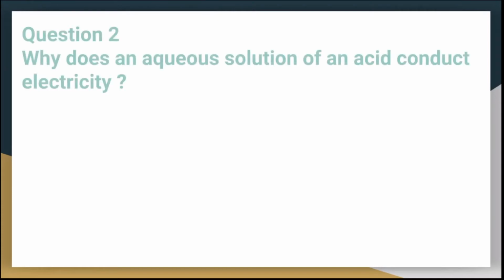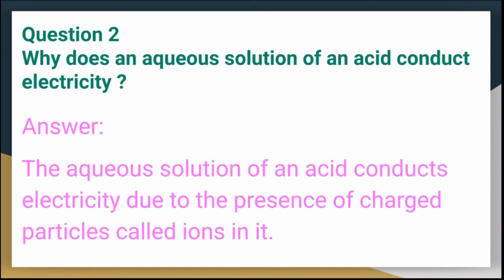Next we have, why does an aqueous solution of an acid conduct electricity? Answer is, the aqueous solution of an acid conducts electricity due to the presence of charged particles called ions in it. Let us move on to the next question.